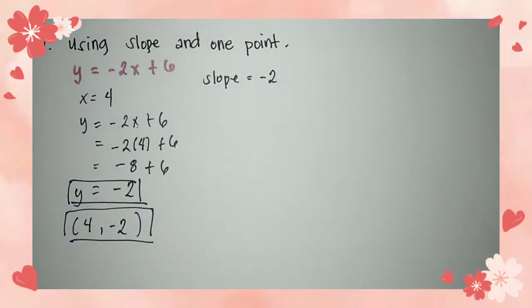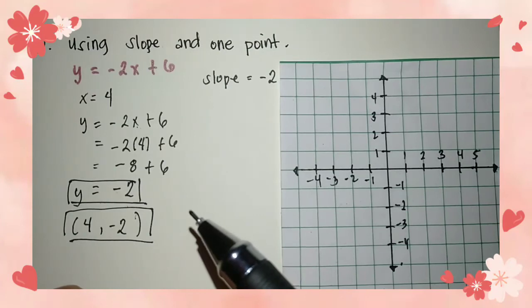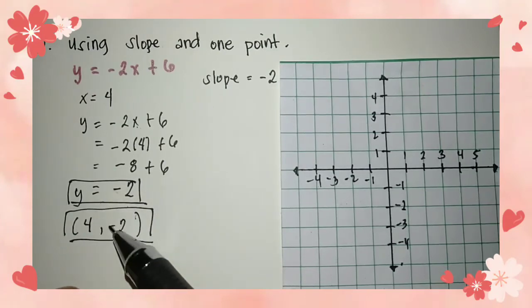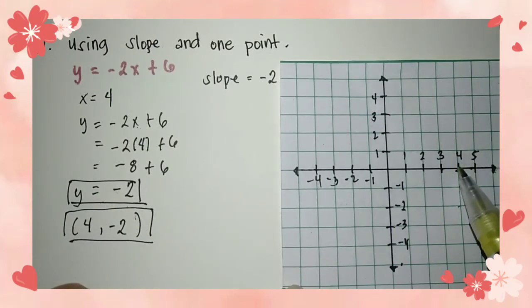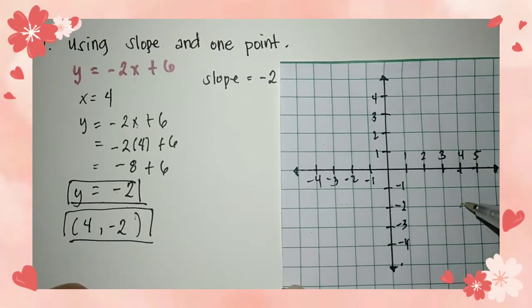And then, pwede na natin siyang i-plot sa ating Cartesian plane. So, we have here our rectangular coordinate system. Alright? So, the first thing to do is to plot this ordered pair. Ito yung point, okay? Yung 1 point. So, we have 4 and negative 2. Ito yung ating positive 4 and negative 2. So, meaning to say, nandito yung ating point. Okay? And then, the next thing to do is to graph the slope.